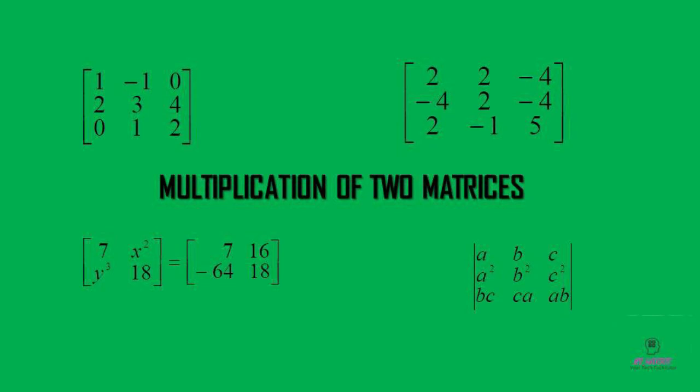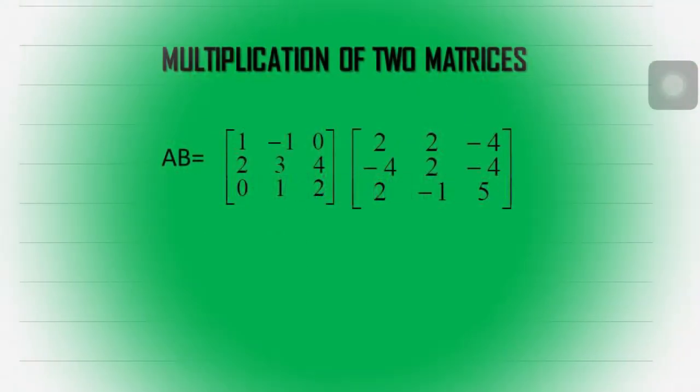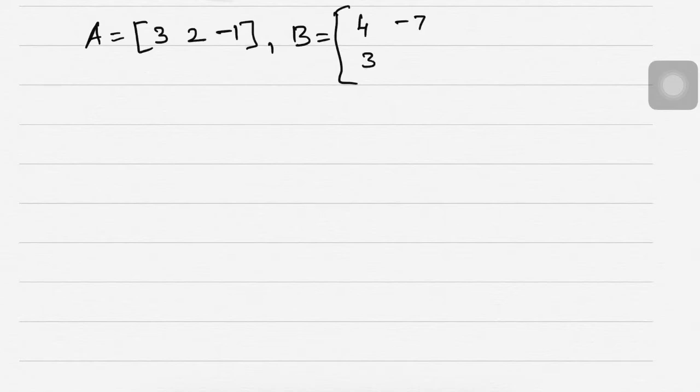In this video, we are going to learn how to multiply matrices. Let's say we have given A is equal to [3, 2, minus 1] and B is equal to [4, minus 7; 3, 6; 5, minus 2]. Now we are going to multiply A by B. So how can we multiply matrix A by matrix B?